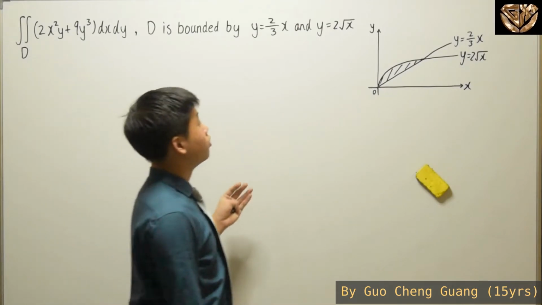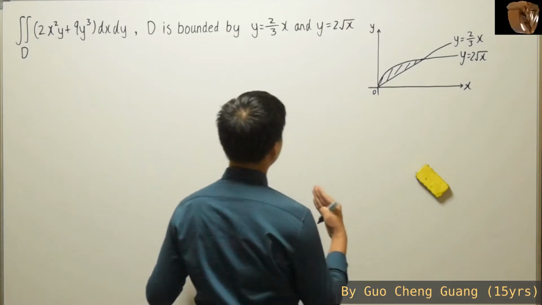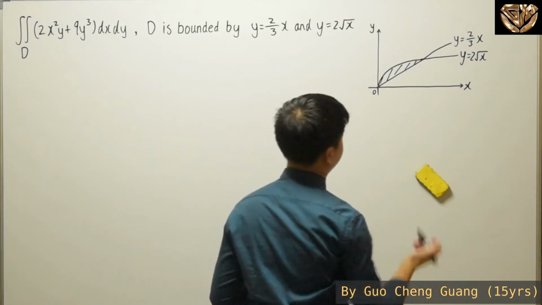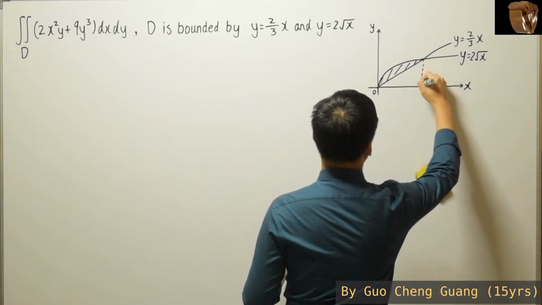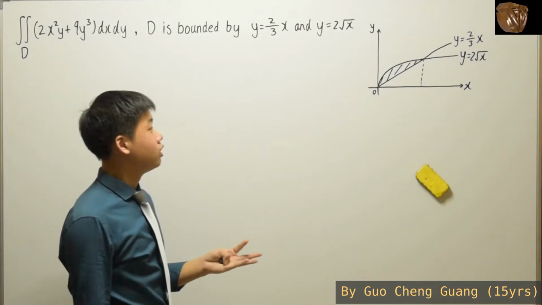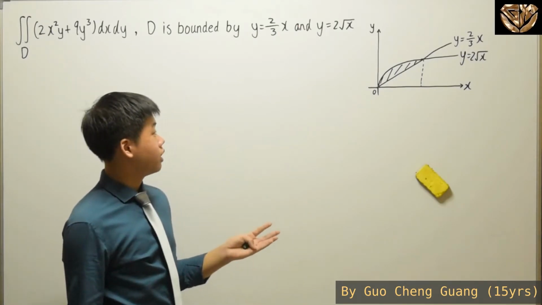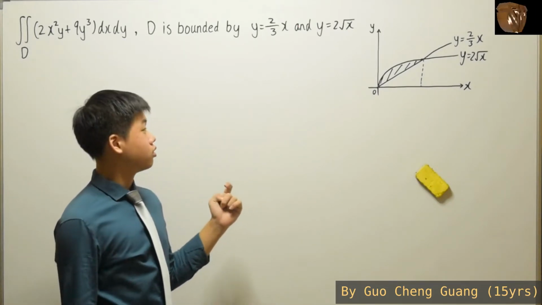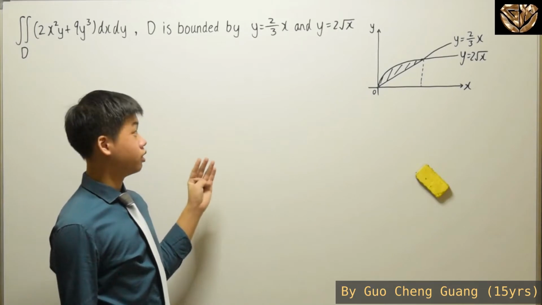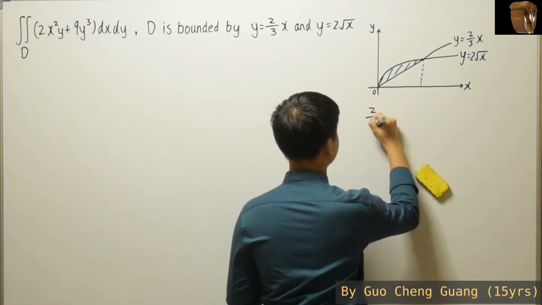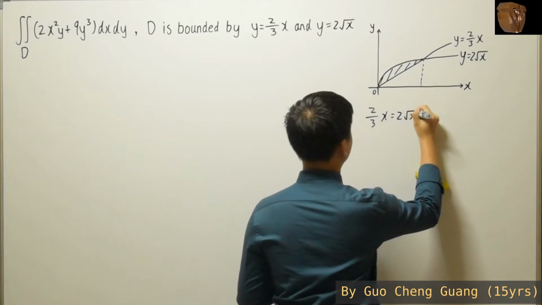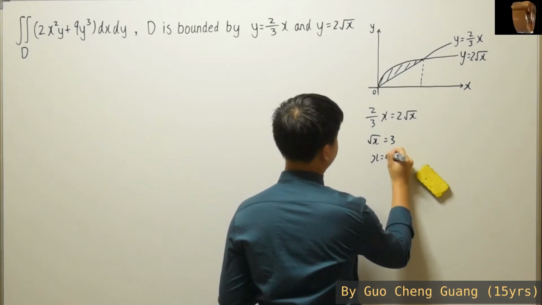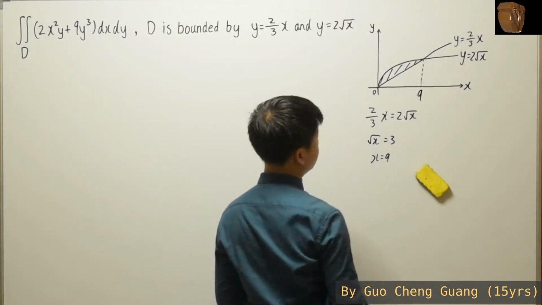Alright, so let's say we want to integrate with respect to y first, which will be from this straight line to the curve. But then you definitely have to know where this is along your x-axis, right? So then you will just equate the two functions that you have. So 2 over 3x is equal to 2 square root x. And you're just going to have square root x is equal to 3. So x is equal to 9. So this point over here is 9.